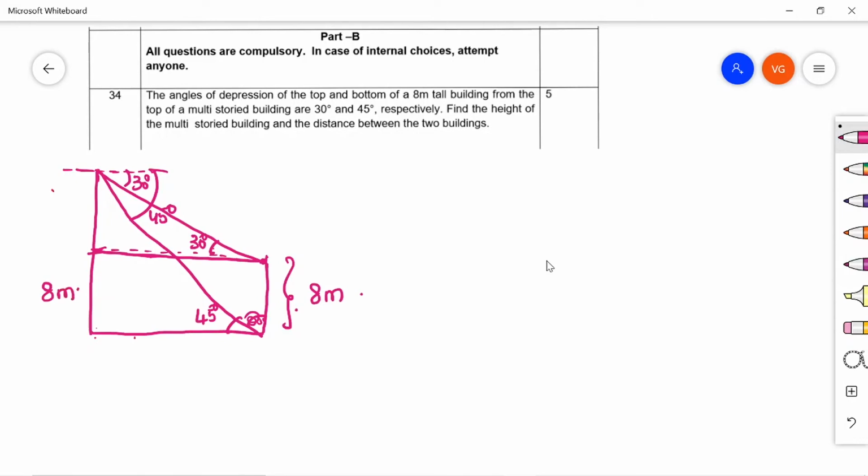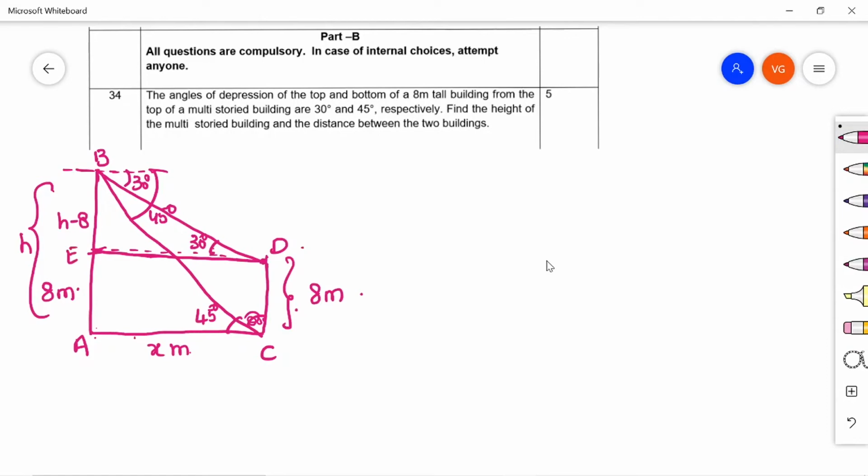Let us say the height of the multi-storied building be h. Then this will be h minus 8. Now the distance between the two buildings, I am assuming it as 8 meters. So give the marking here: A, B, C, D and E.